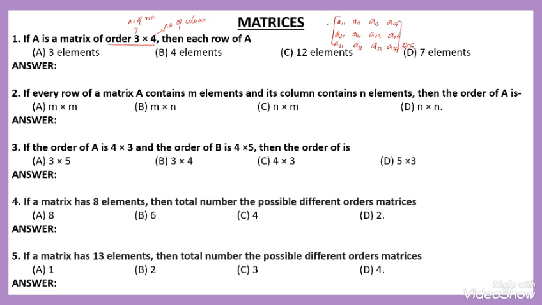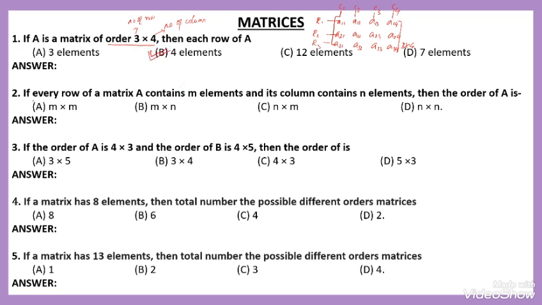Okay. Here there are 3 rows: R1, R2, R3, and 4 columns, that is C1, C2, C3 and C4. There are 3 rows and 4 columns. Here each row of A contains 4 elements. Therefore, the answer is option B, 4 elements.